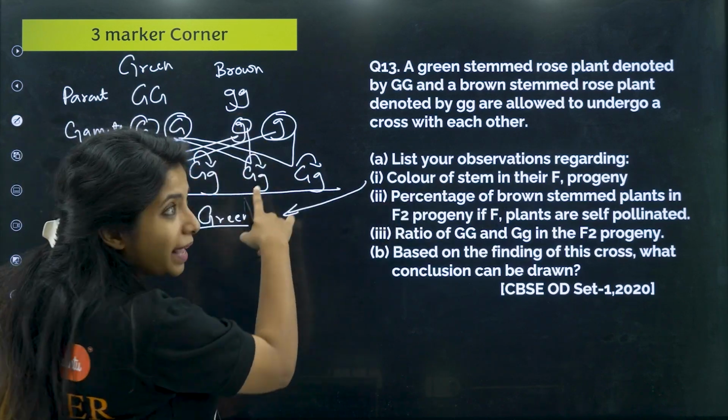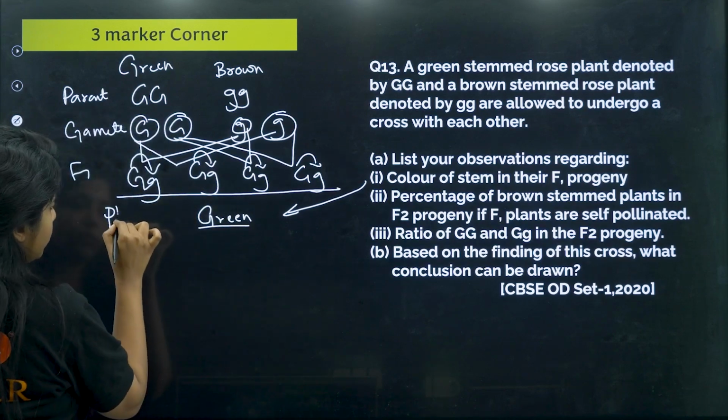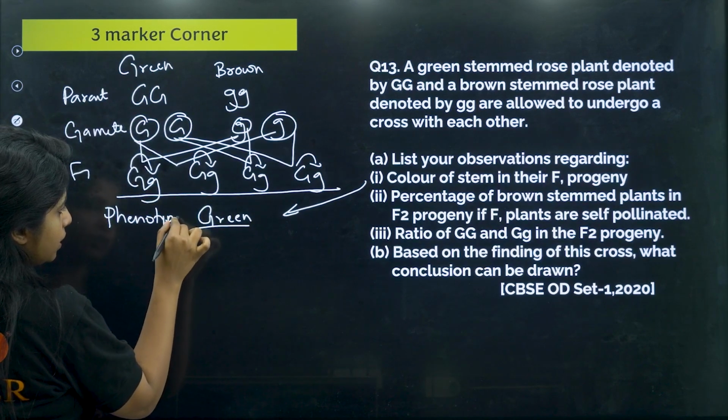How will you show it? You have to make this and then tell. Okay, don't just go there. Right, the phenotype of F1 generation will be green.